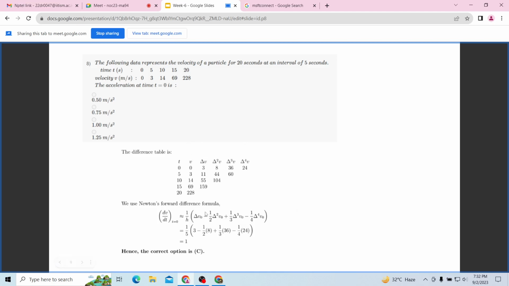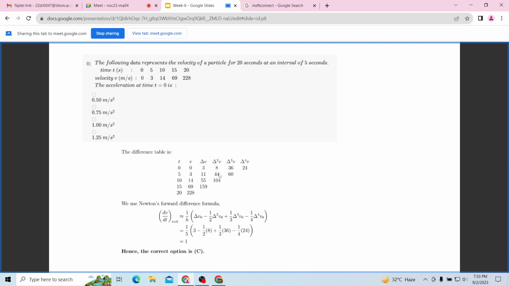Now, using Newton's forward difference formula, you have to calculate dv by dt at t equals 0. That will be approximately equal to 1 by h times del v naught. Here, as we have to calculate at t equals 0, take the first two values. So del v naught will be 3.